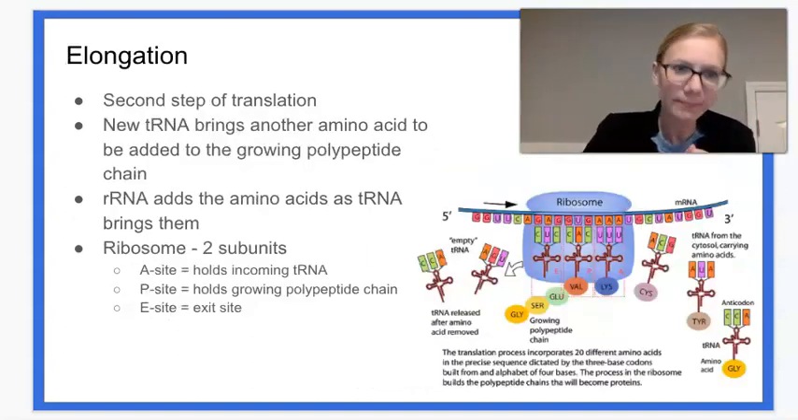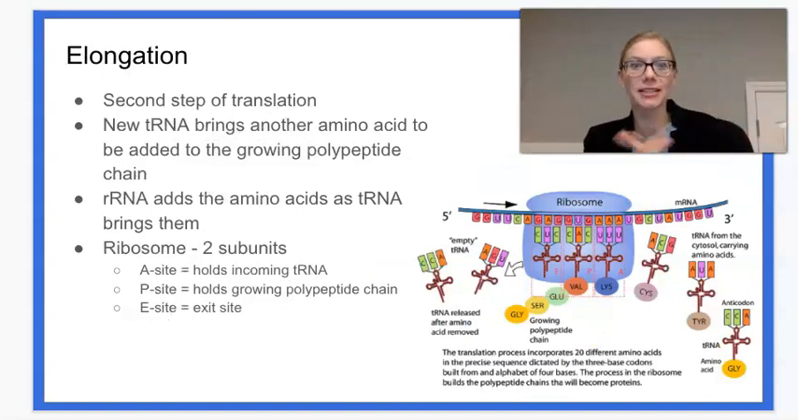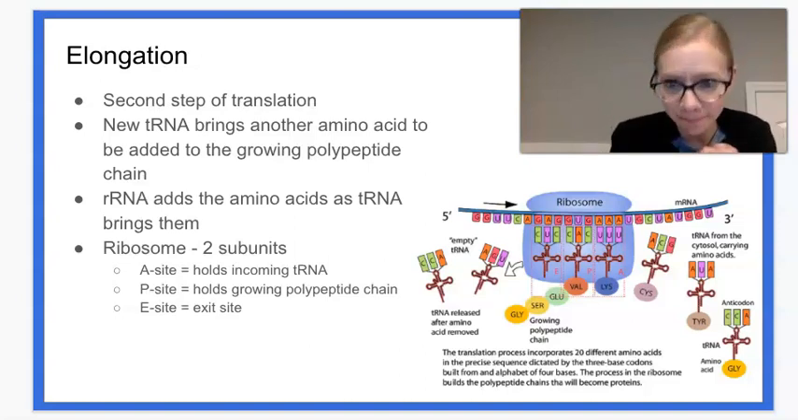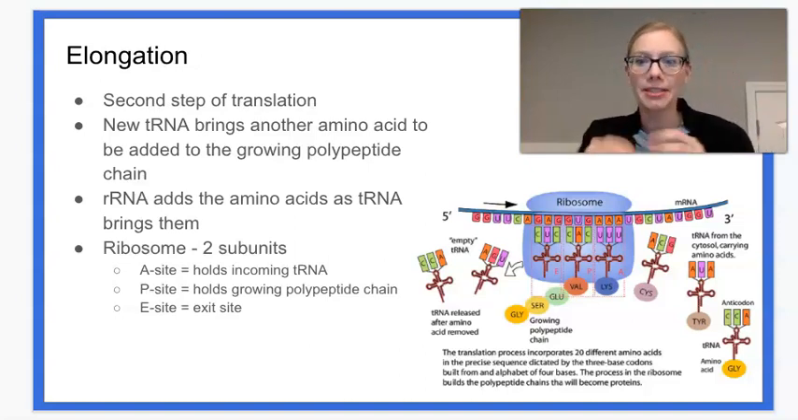Okay. So that leads us to our second step, elongation, the second step of translation, right? New tRNA molecules are going to bring amino acids. They're going to be added together plus a little energy that we take. That's kind of all you really need to know at this point, is that we have to add some energy to form these polypeptide bonds between amino acids. And that happens at the ribosome.